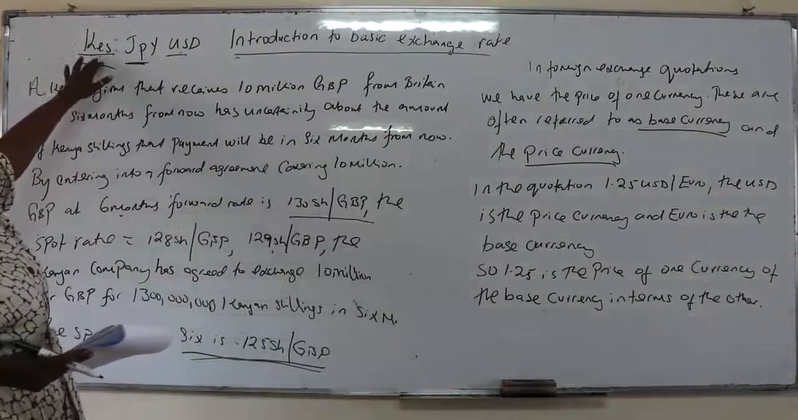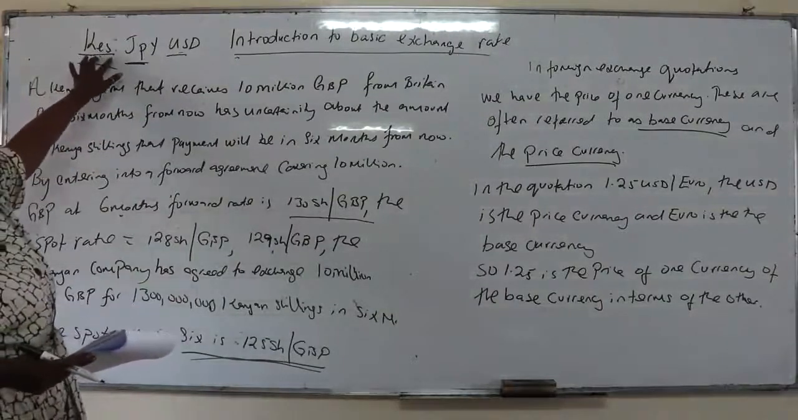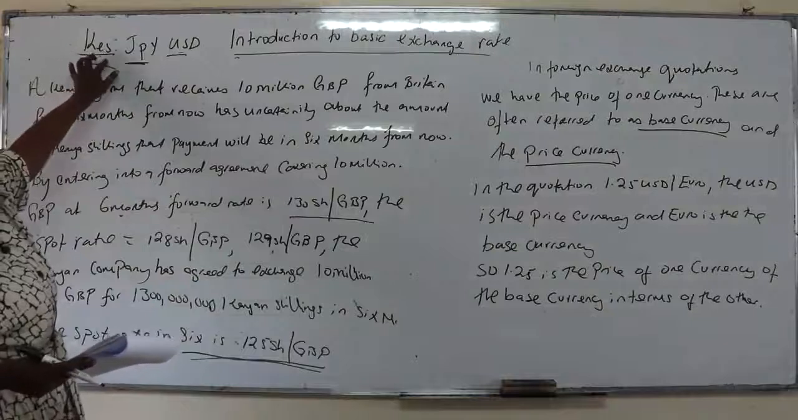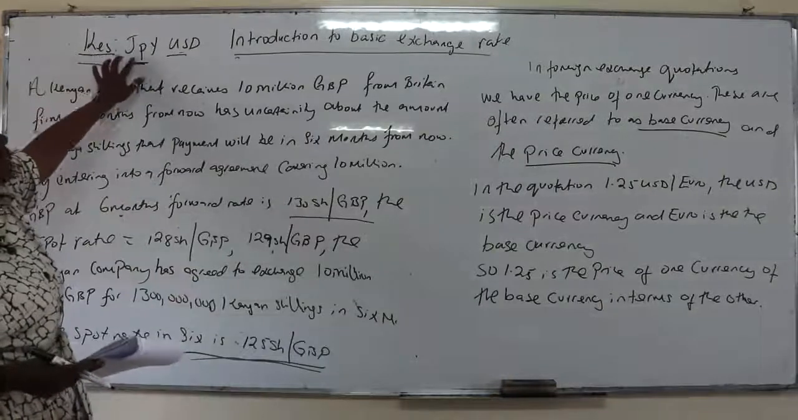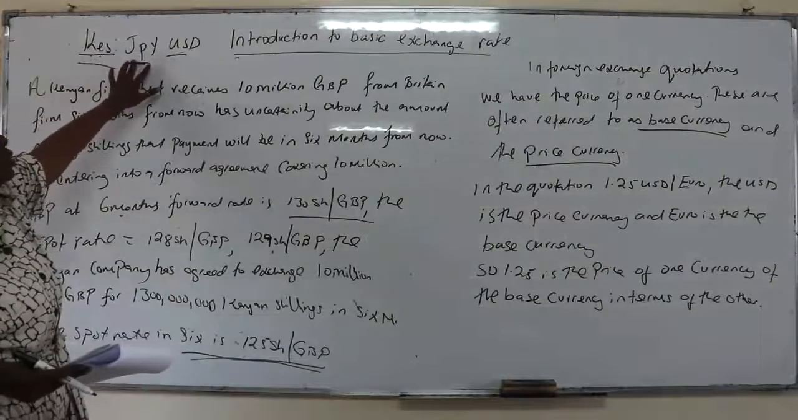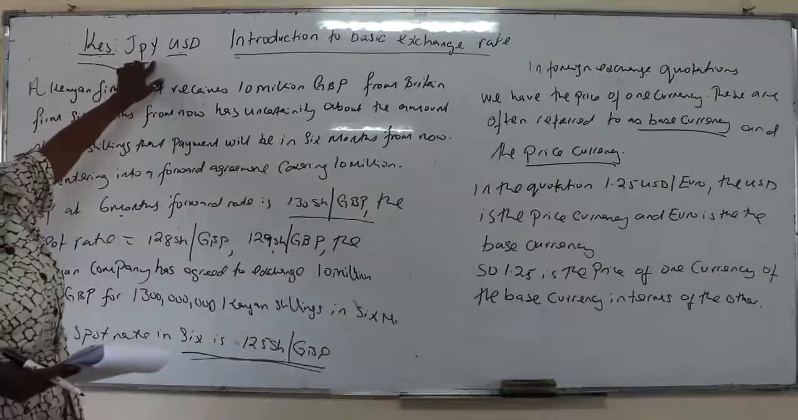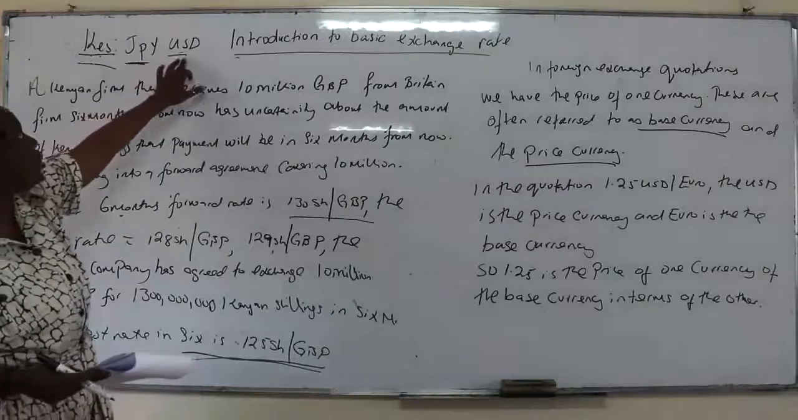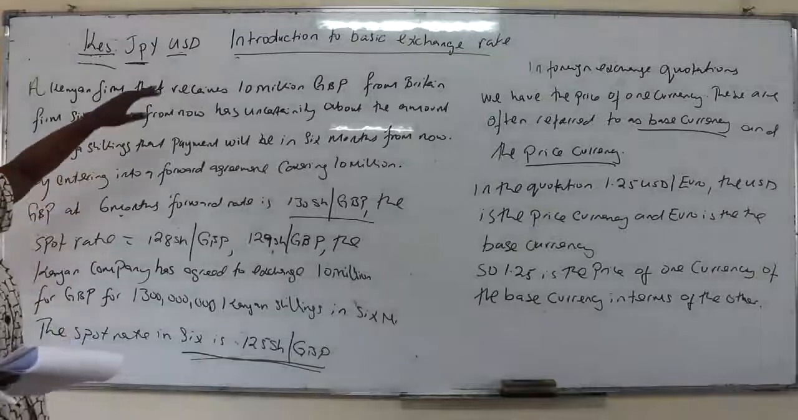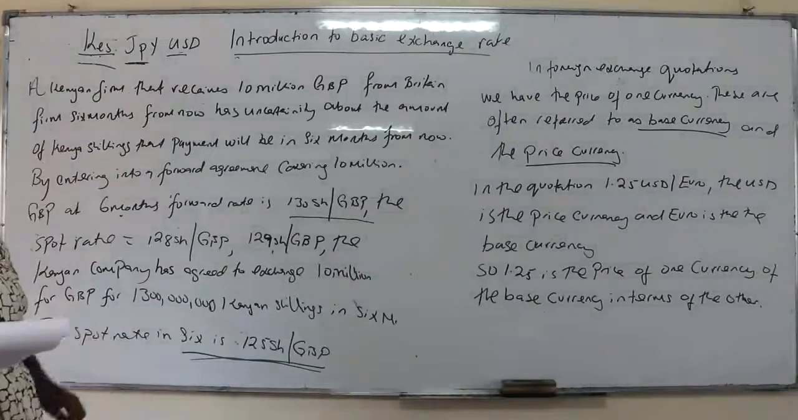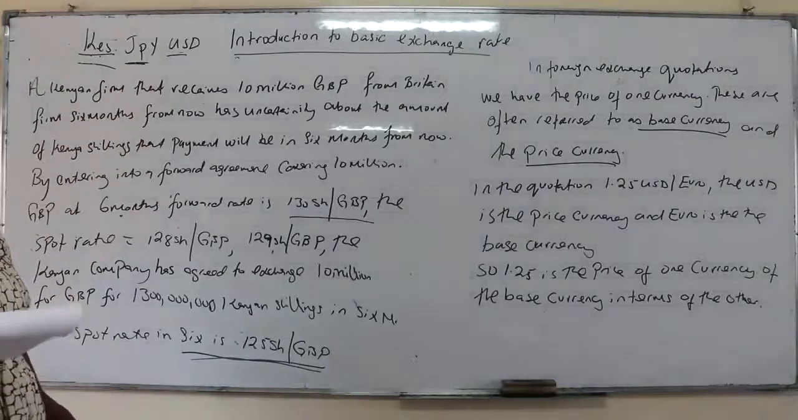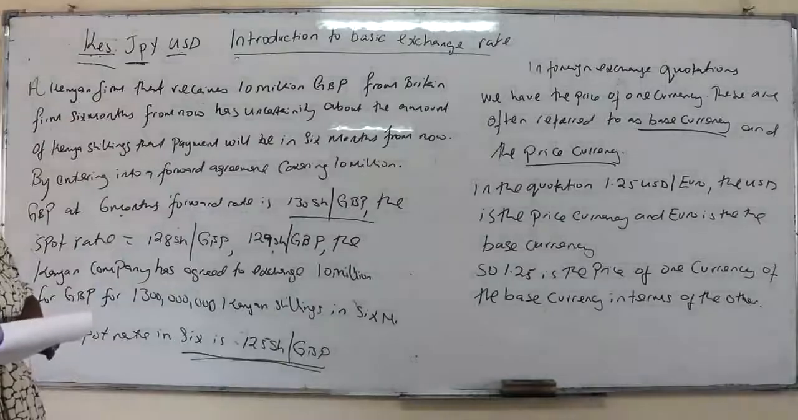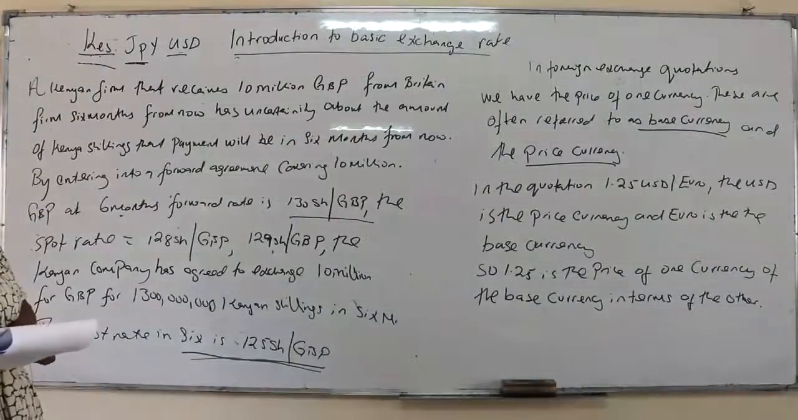So for the Kenya shilling, we have KE representing Kenya, and then S is shillings. The Japanese, we have JP, and then Y is the currency, which is the yen. The US dollar is US, and then we have the dollar. So it is important to understand those quotations and how they are expressed.